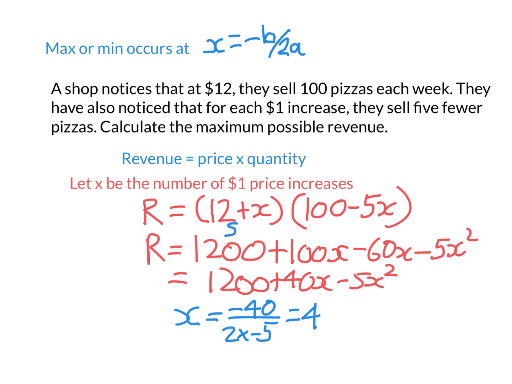So the maximum revenue will be when they sell the pizzas for $16, and they will sell 80 of them. And 16 times 80 is $1280. That is the maximum possible revenue they will make.